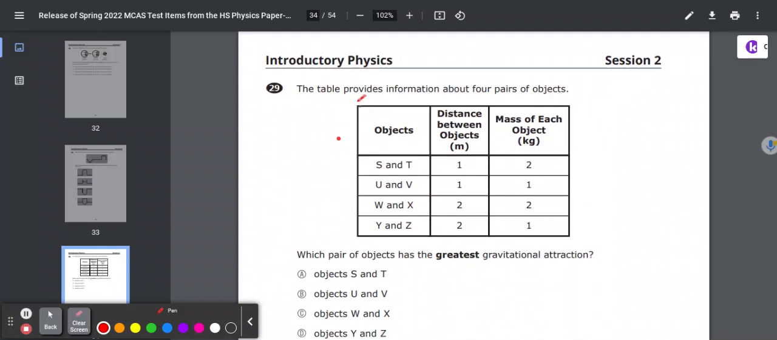29. A table provides information about 4 pairs of objects. Distance is given, masses are given, and we must find which pair of objects has the greatest gravitational attraction. Gravity depends on 2 things: mass and distance. The greater the mass, the greater the attraction. The greater the distance, the lower the attraction. So we want to find the 2 objects that have the least distance between them but the greatest mass. Obviously S and T are the best option. So we go for answer choice A.